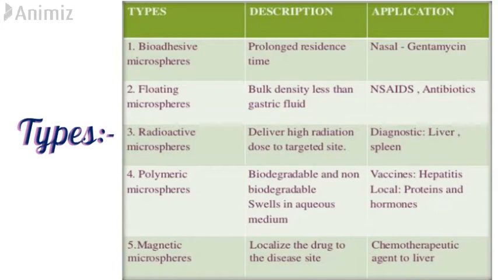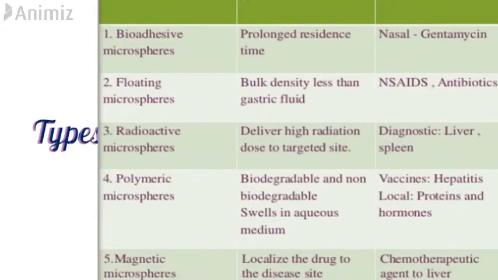We have floating microspheres, which have a bulk density less than gastric fluid. Radioactive microspheres, which deliver a high radiation dose to the targeted site and are mainly used for diagnostic purposes. Polymeric microspheres and magnetic microspheres, which consist mainly of magnetite, for localized delivery of the drug to the disease site.